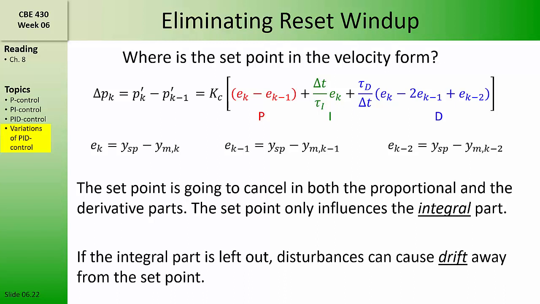But if the integral part is left out, disturbances can cause drift away from the set point. The digital form of the PD controller algorithm without an integral part does not contain the set point. The same is true for a beta-gamma controller when beta and gamma are set equal to 0 and the integral mode is also set to 0.